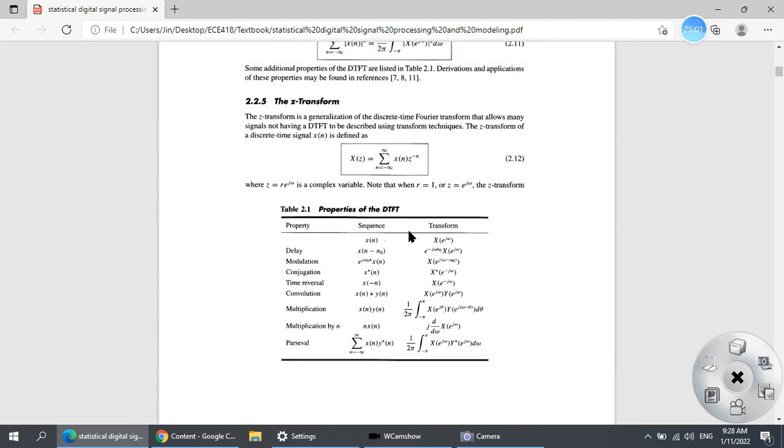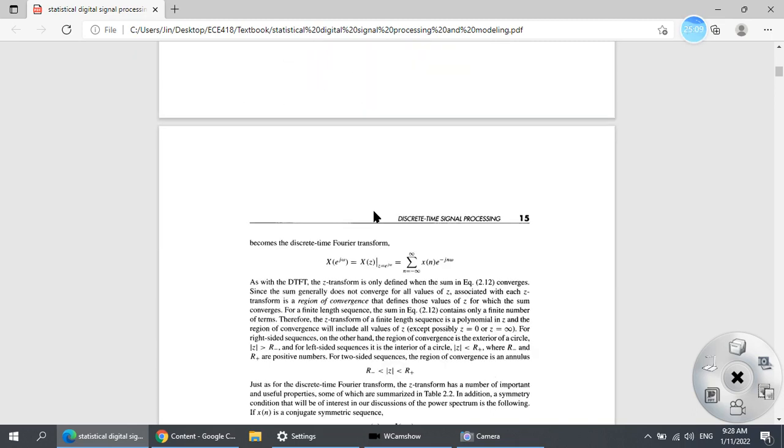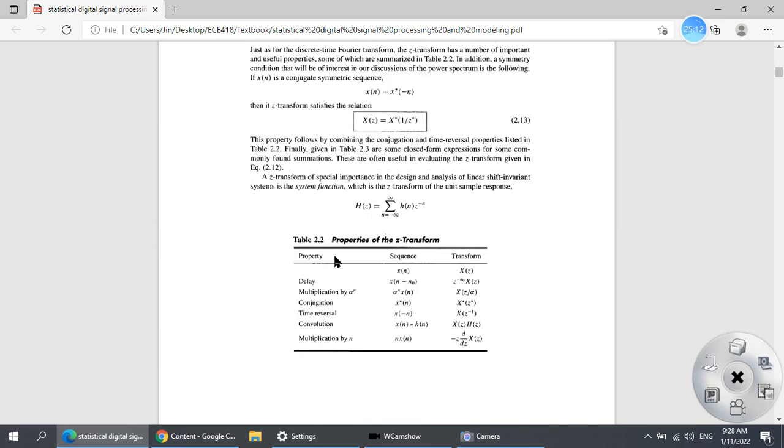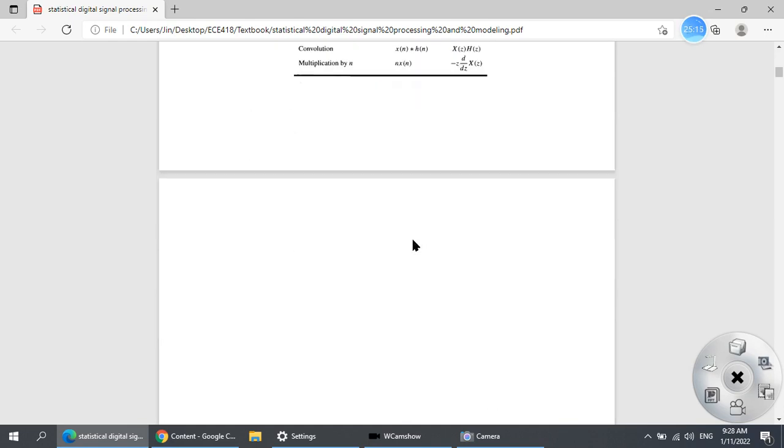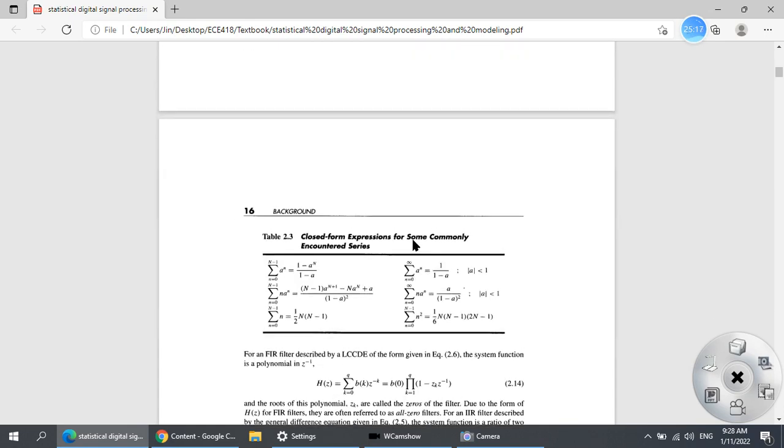Okay, here's a table. This is one table. We have several tables. This is a Z transform, right? This is DTFT, properties of DTFT. And the second one is here, the properties of Z transform. And the third table, this is closed form expansions for some commonly encountered series. When you have series with infinite terms, what will be the result in closed form? Here we have a table with 6 different cases.